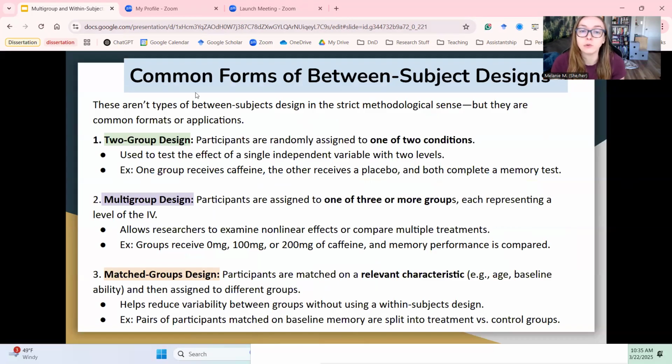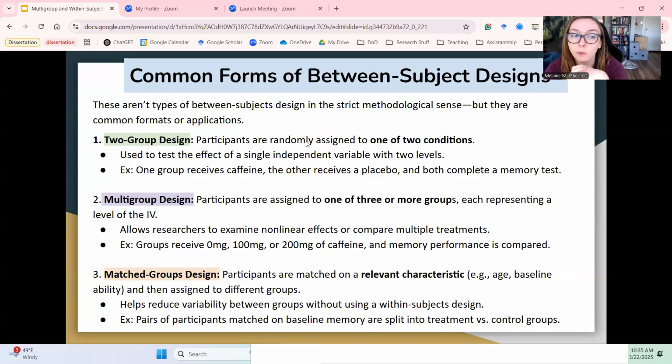There are a few different forms of common between subject designs. I'm presenting them this way because it's the easiest way to do it, but just so you know, they're common forms or applications, but often things are more complicated than this. It's not usually a perfect 2-group design or a perfect multi-group design. It usually gets more complicated than this. But for the sake of teaching, we're going to say that these are the 3 most common forms of between subject design.